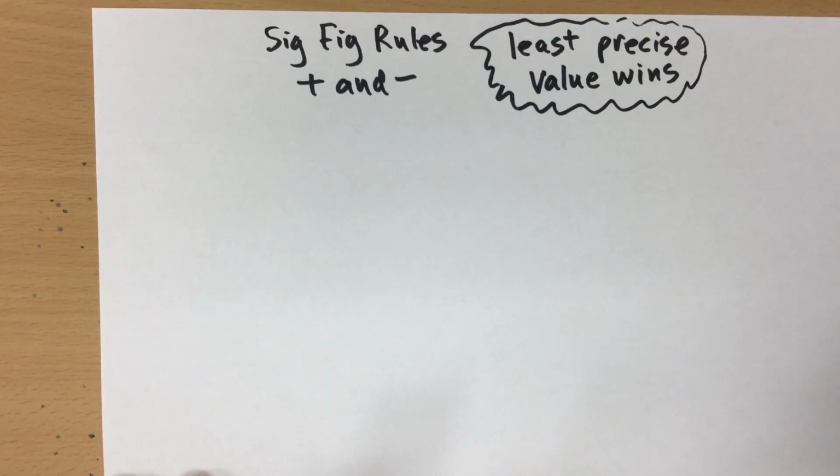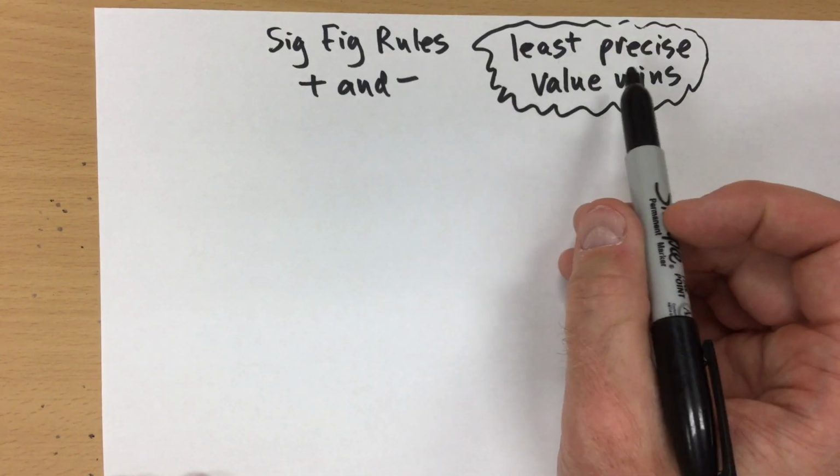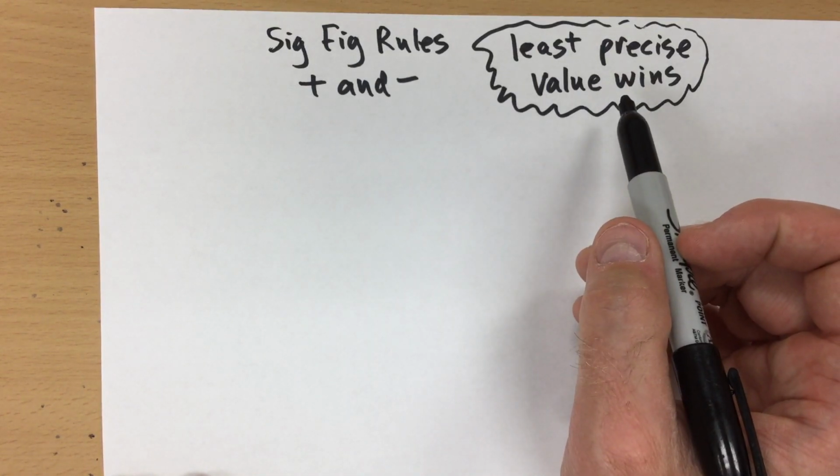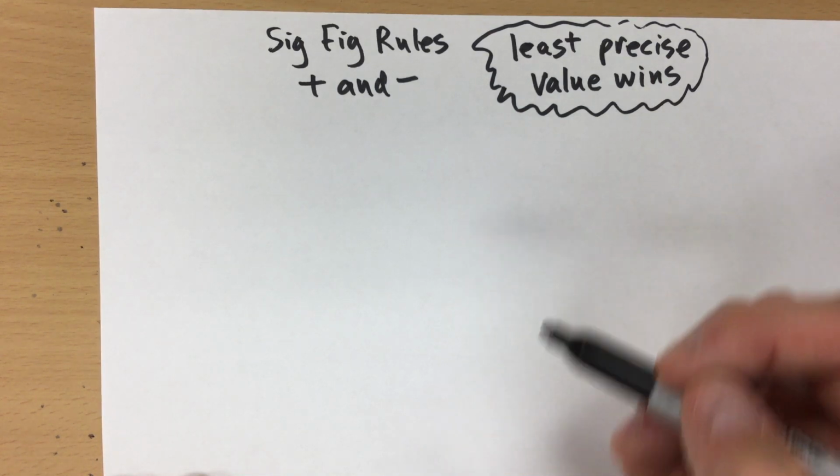So now let's take a look at Sig Fig rules in addition and subtraction. In this situation, the least precise value wins. Let's put down some math problems and solve what they are without Sig Figs, and then we'll apply the rules to them.